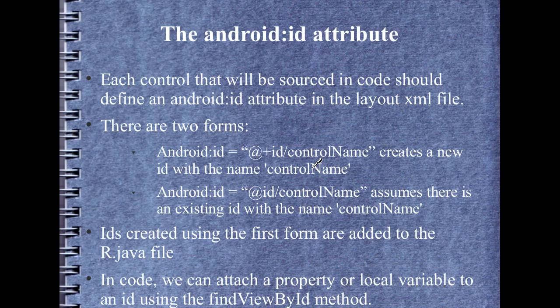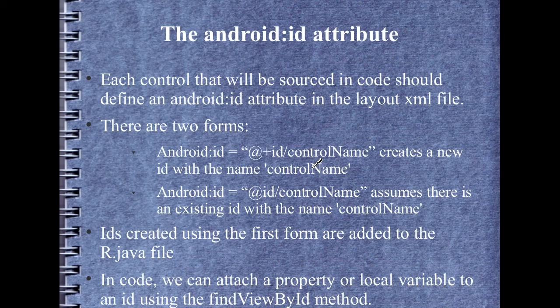It just makes more sense. In other words, the ID is not going to be created if it doesn't already exist. So always use @+id/ and then the name of the ID. These are integers, and they will be defined in a file called R.java. R.java, we can look at it, but we can never modify it. It will be modified for us as we create these IDs.